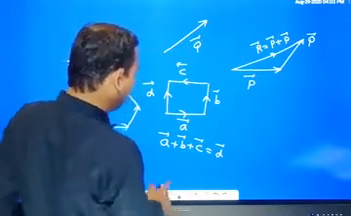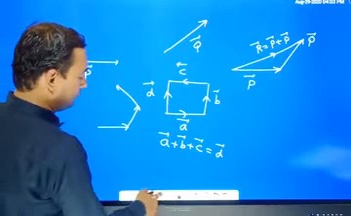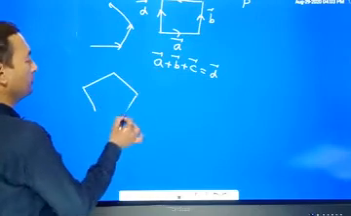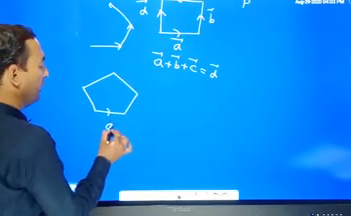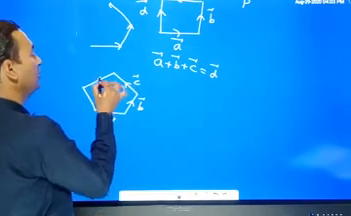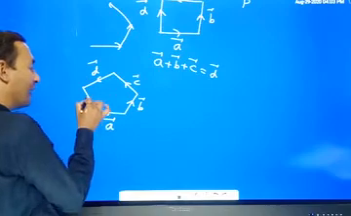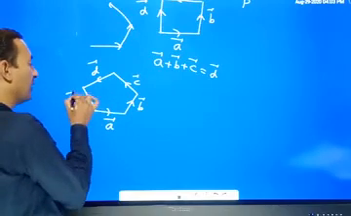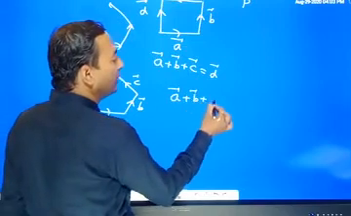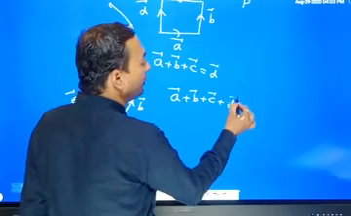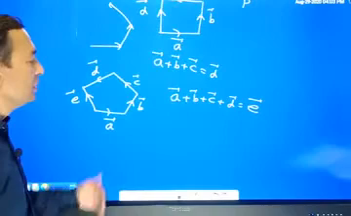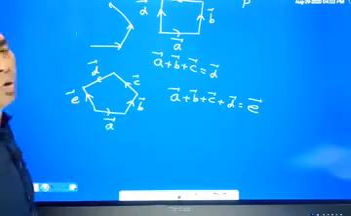कोई भी साइड्स आ सकते हैं, यानी if we have a pentagon, then this is A vector, this is B vector, this is C vector, this is D vector, and the last side in opposite manner is E vector. Then we can write A vector plus B vector plus C vector plus D vector equal to E vector. Okay, dear students, this is polygon law of vector addition.